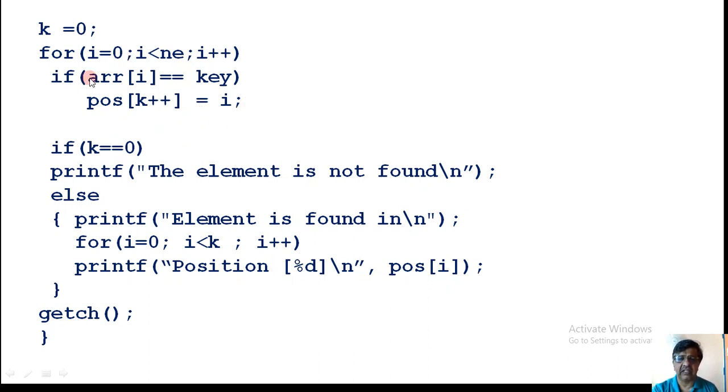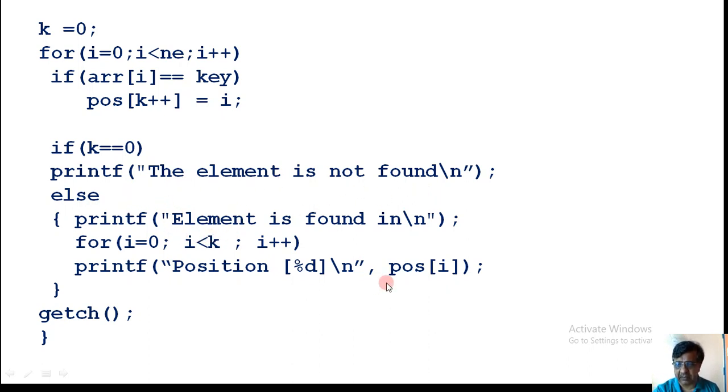Okay. Anyway, there is no question of adding the positions of this key beyond the number of elements. Anyway, this will have overall control of reaching the end, and this will pick up only the positions where keys are found in multiple copies. If k equal to 0, if there are no keys present, k will remain 0. Therefore, if k equal to 0, the element is not found.